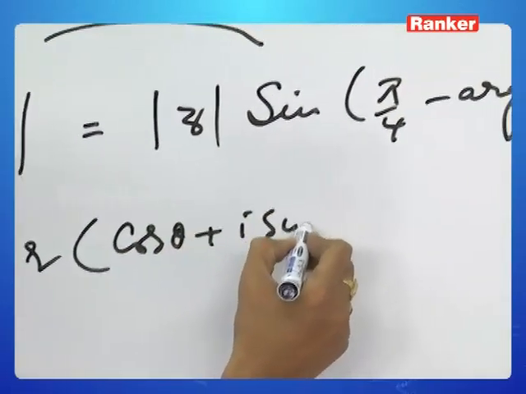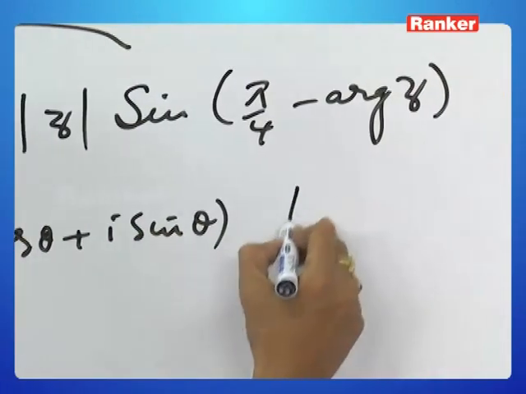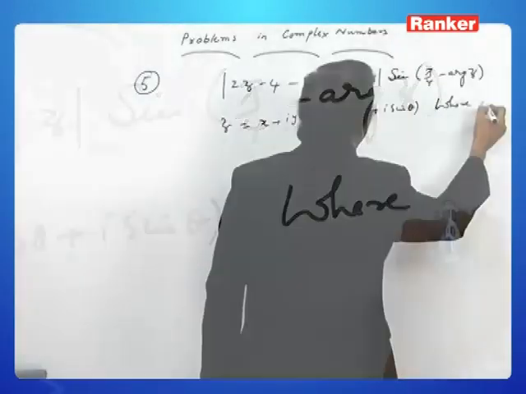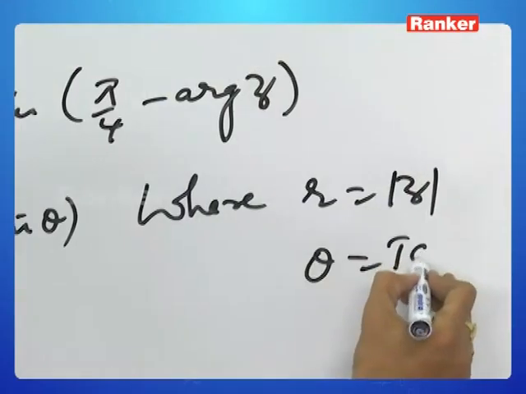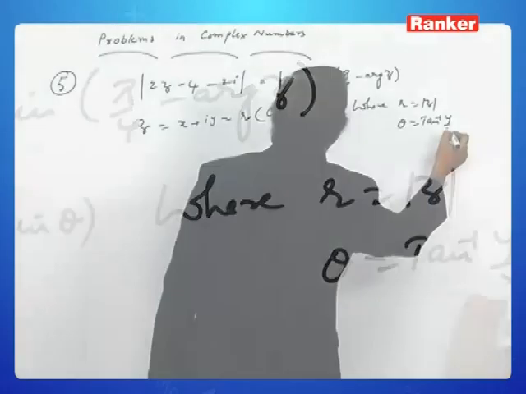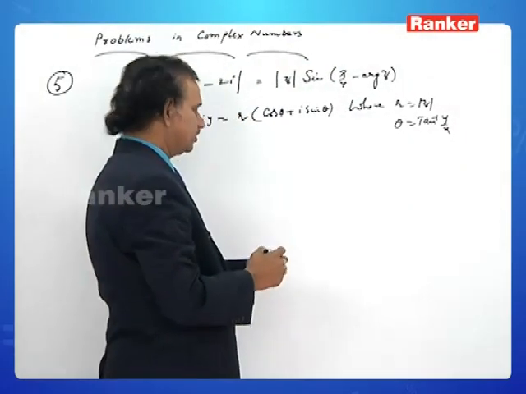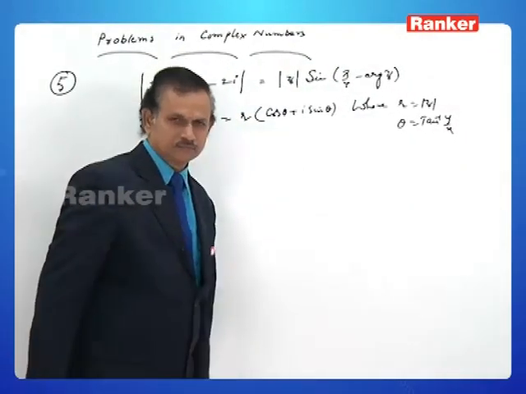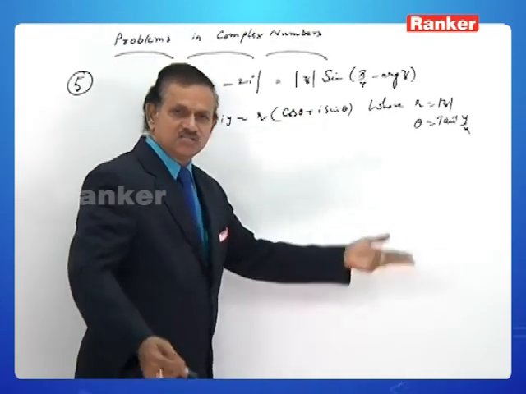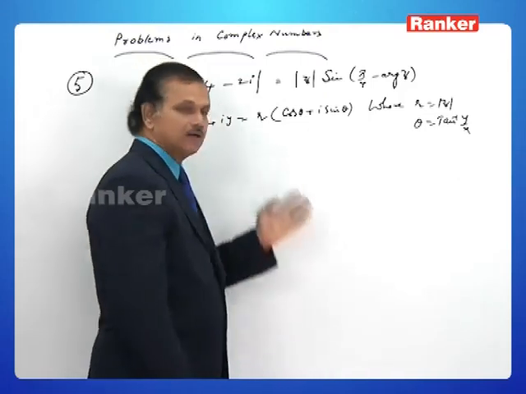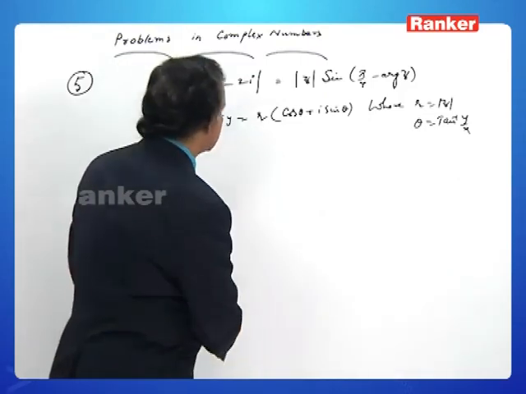theta plus i sin theta, where r is equal to mod z and theta is equal to tan inverse y by x according to the quadrant in which z lies, whatever it may be. What is the argument of z from this discussion? It is theta. What is modulus of z? Small r. Now let me use the condition.